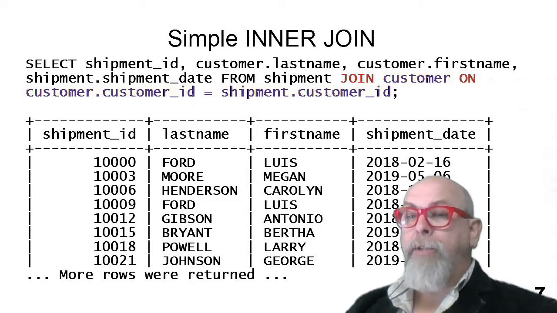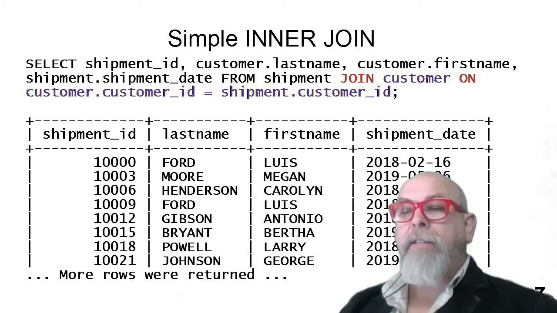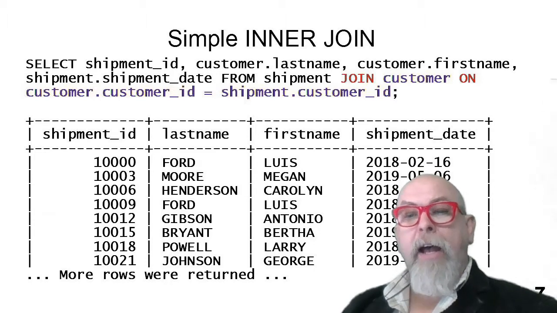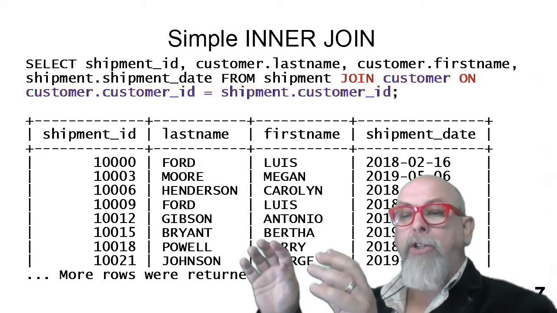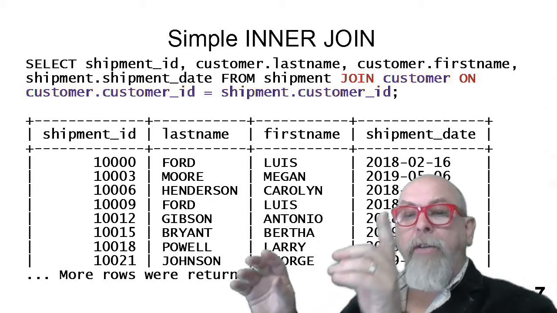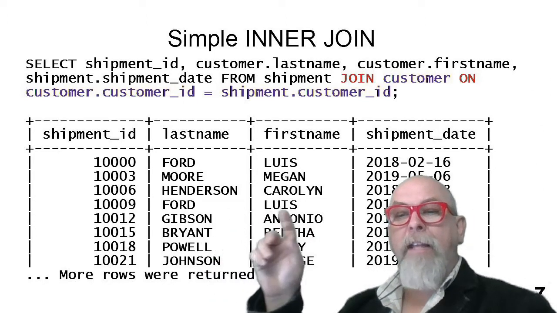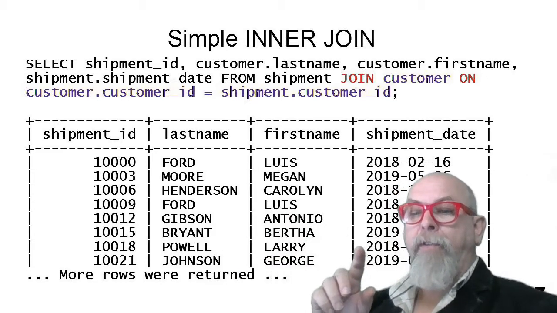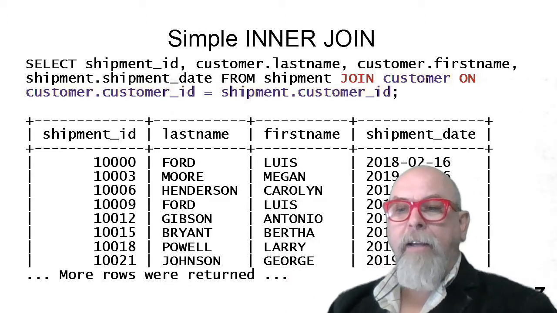So now here comes the tricky part. Join customer. So we're joining the customer on the shipment, and then we say on customer.customer ID equals shipment.shipment ID. So it's only going to show us the shipments and customers that match. And you can see that it gave us a shipment ID, the last name, the first name, and the shipment date from those two tables. We joined those two tables together to give us the data that we asked for.